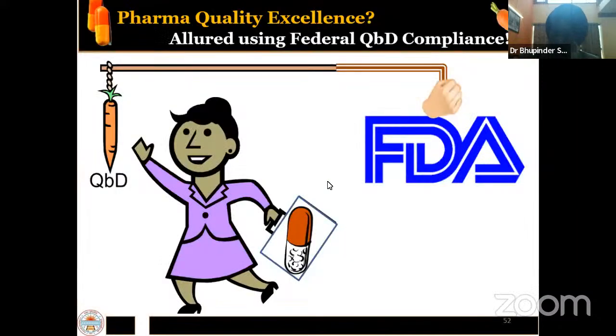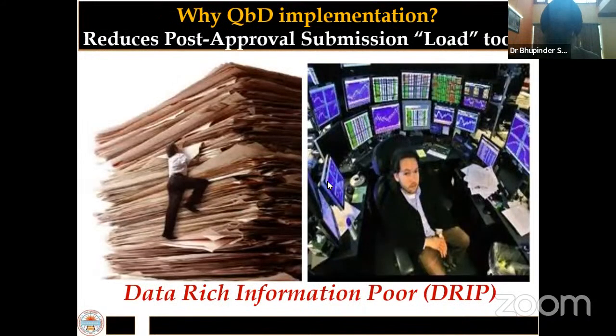So FDA has been prompting the pharma companies by giving various kinds of incentives so that they may implement the rational paradigms of QBD. It also reduces the post-approval submission load. Earlier, data was rich using the traditional approach. Now, any piece of information can be retrieved using various computational QBD paradigms. The earlier approach was data rich, information poor, but today the case is reversed.